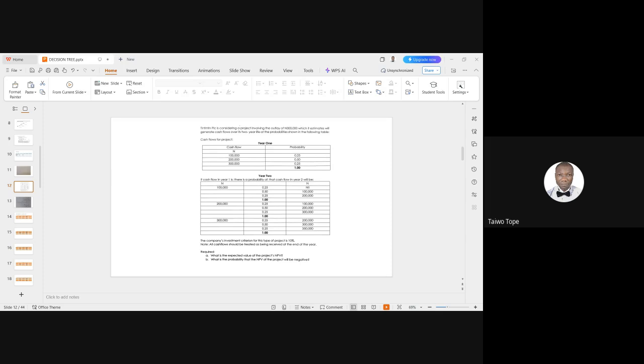Now, as you plot your tree, you must learn to label them. Label each point. It's very important, so that when you are trying to solve backward, you will not get confused.